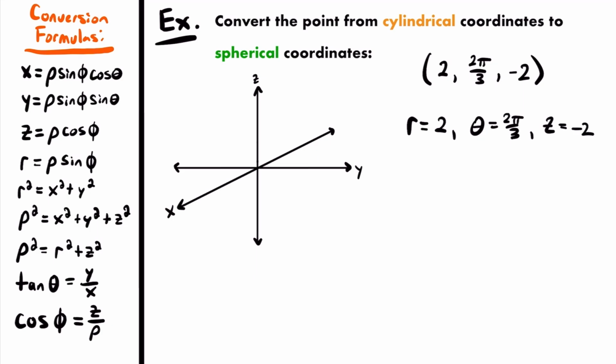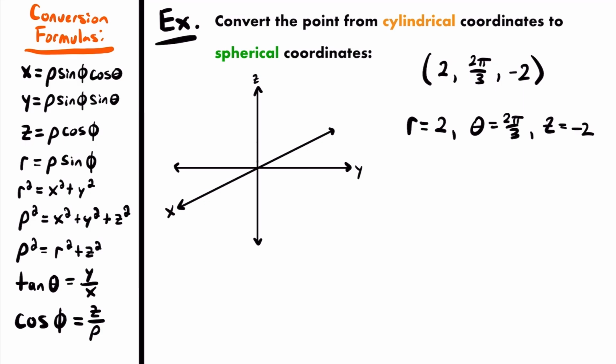All right, now converting from cylindrical to spherical is a lot easier than converting from rectangular to spherical, and that's mainly because cylindrical and spherical coordinates share a coordinate, and that is the angle theta. They both have that same coordinate of theta. That does not change. It stays the same between those two sets of coordinates. All right, so we don't need to worry about theta. We just have to convert r and z to rho and phi.